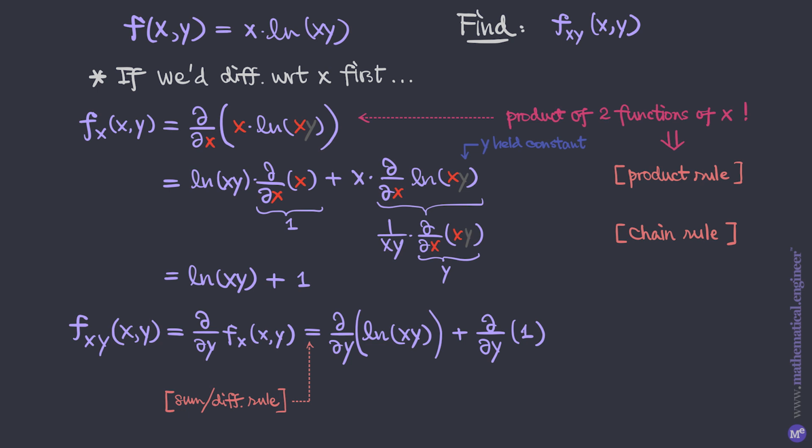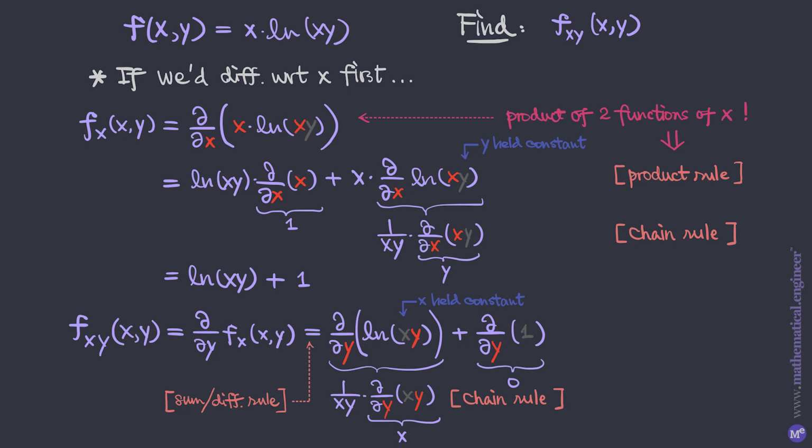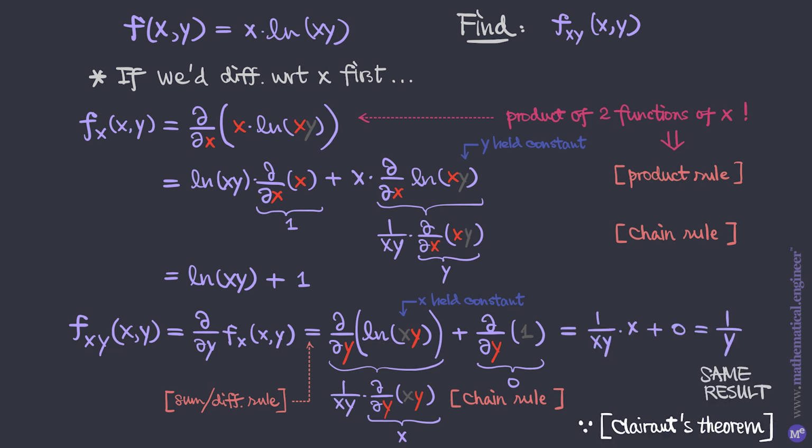The first derivative is exactly what we computed when we did f sub y, so the first term is 1 over xy times x, which is 1 over y. The second term is a derivative of a constant, which is of course 0. Putting everything together, f sub xy is 1 over y. Same result as before, but we used chain rule twice, and we also needed to apply product rule and sum rule. Well, in exchange we have also verified the Clairaut's theorem, that is f sub yx is identical to f sub xy.